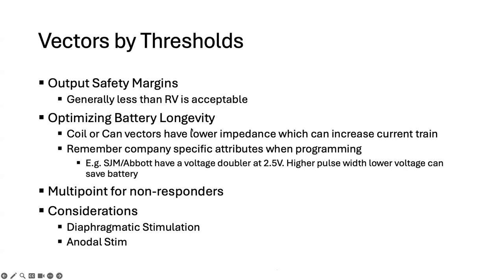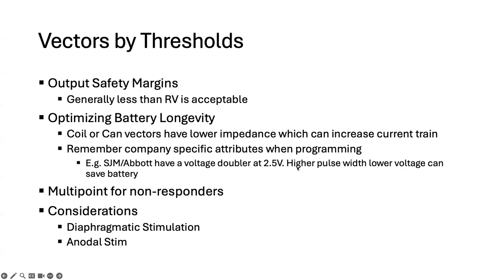So keep that in mind if you're using a low impedance system by going either to the coil or to the can, you may affect the longevity of the battery over time. However, you could have a very good threshold and that could have a very positive effect on longevity. So it's all about titrating that.